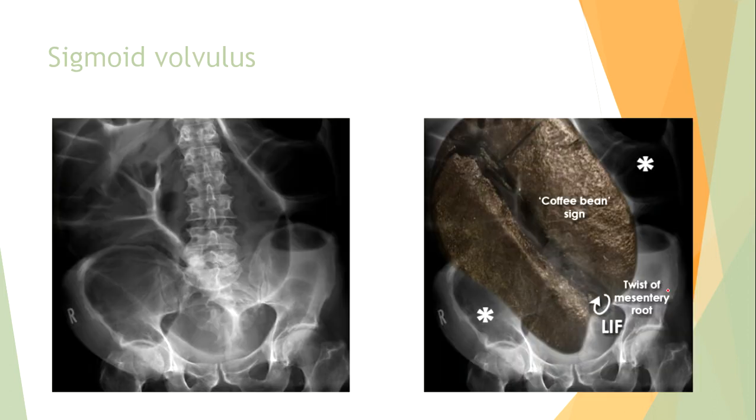Sigmoid volvulus is sometimes compared with the coffee bean sign, but this is rarely the case. This look of a coffee bean has its origin because we have a twist of the mesenteric root.